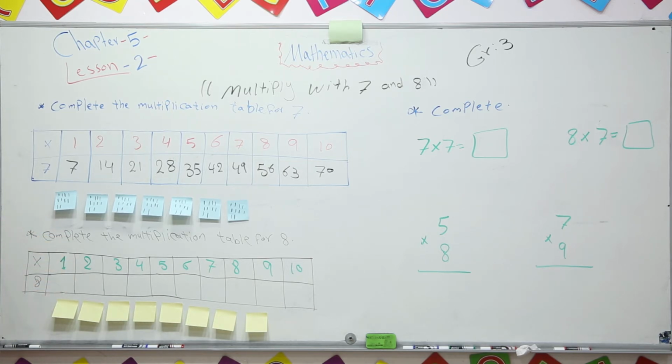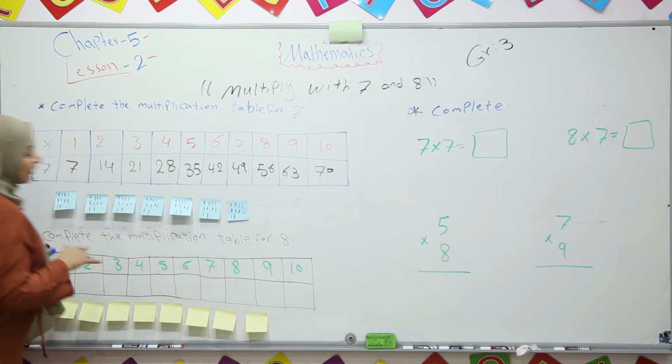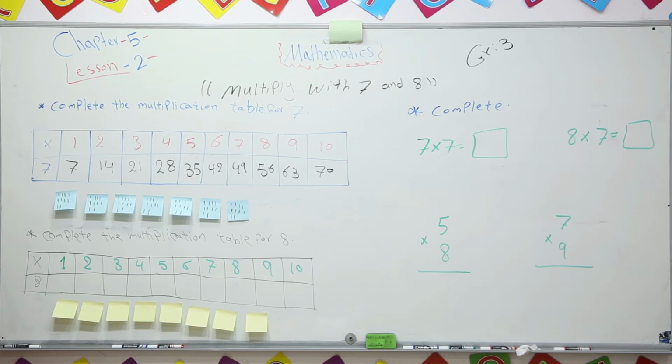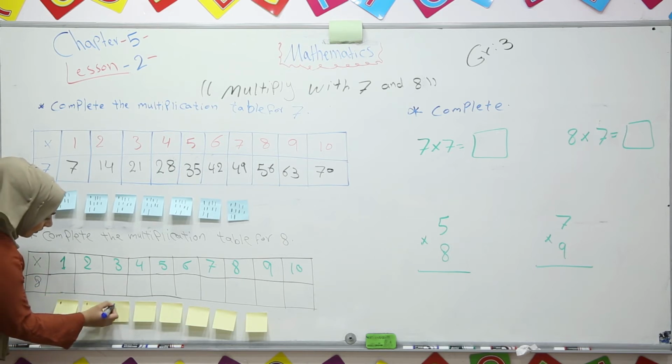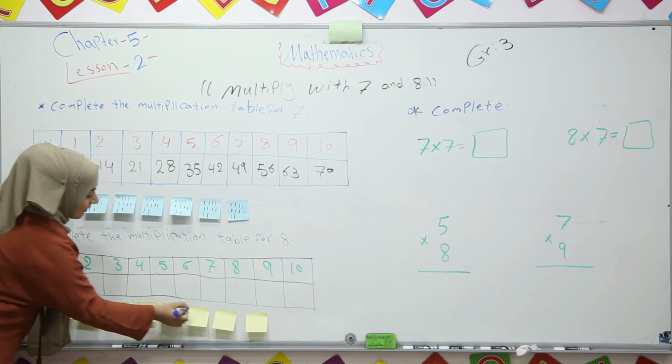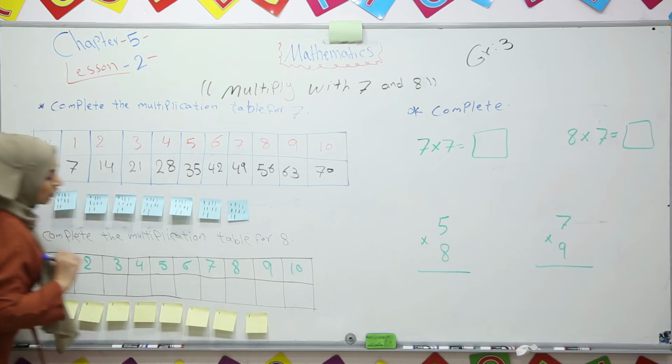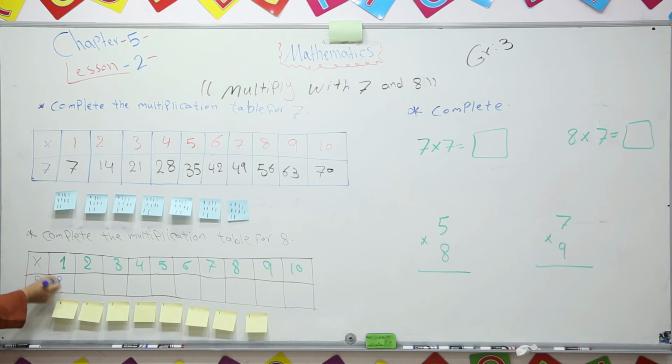We have the times table for 8. We should complete it, okay? First, we have 8 times by 1. What does 8 times by 1 mean? It means we have 8 groups. Each group contains 1 object, okay? Look at here, we have 8 groups. 1, 2, 3, 4, 5, 6, 7, 8. Each group contains 1 object, so it is 8.